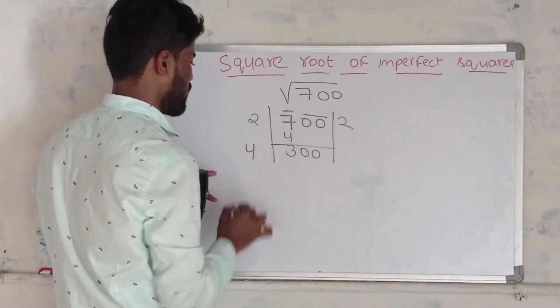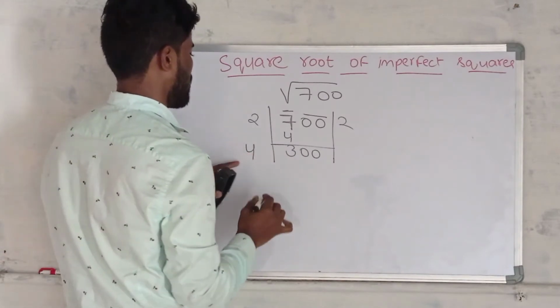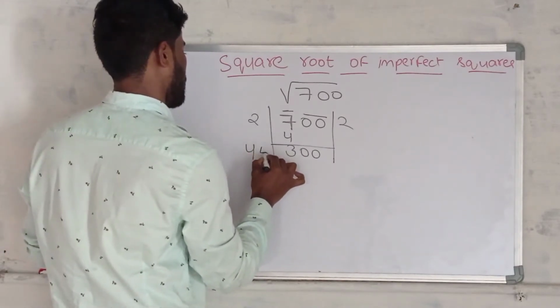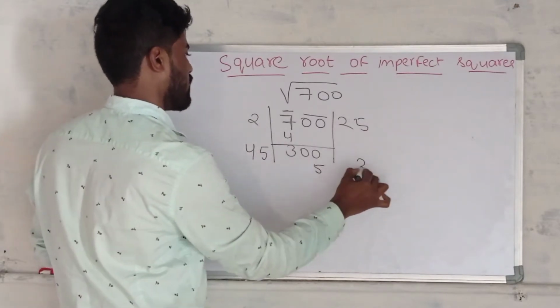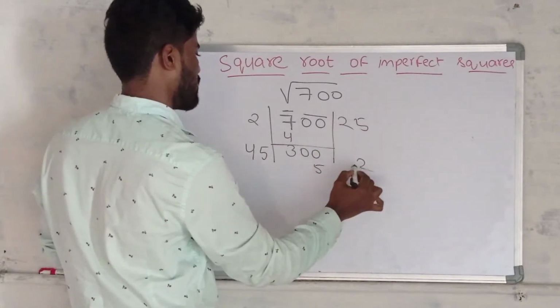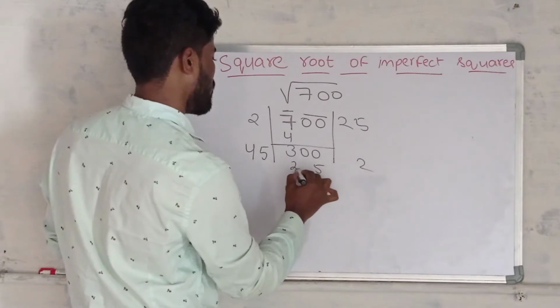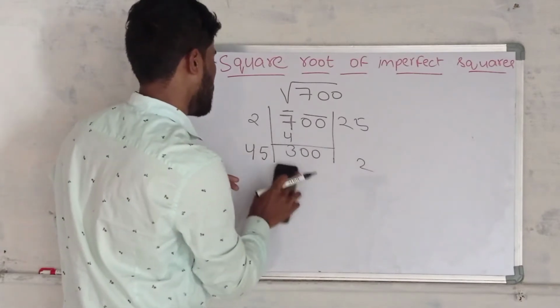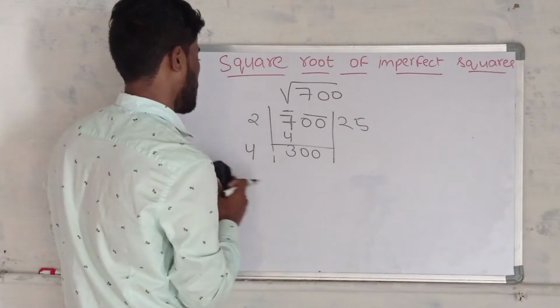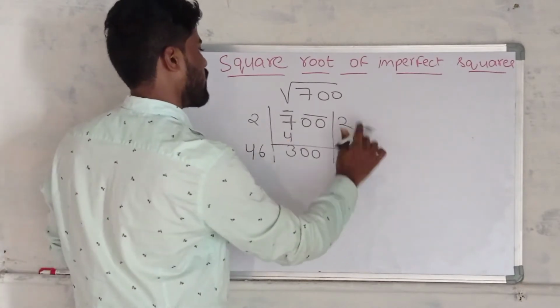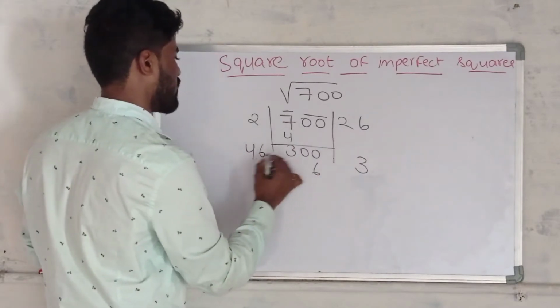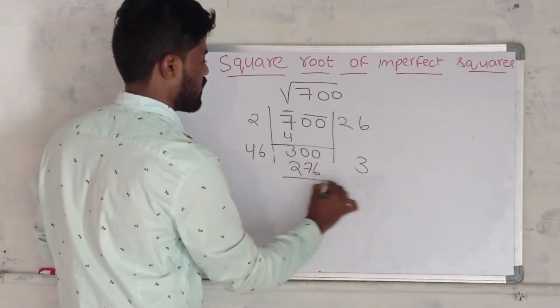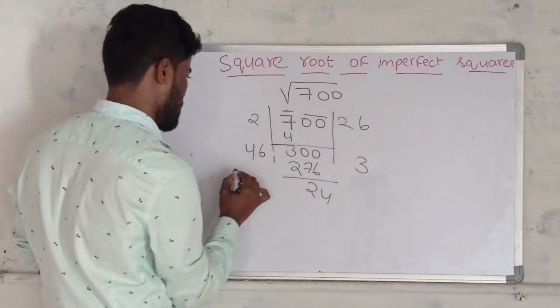4. 45 into 5, 5 into 5, 25. 5 into 4, 22. We'll take 6. 46 into 6, 6 into 6, 36. 6 into 4, 24. 3, 27, 24. Double this number.